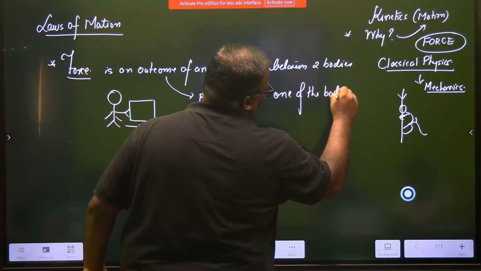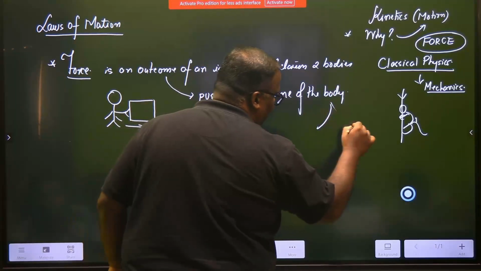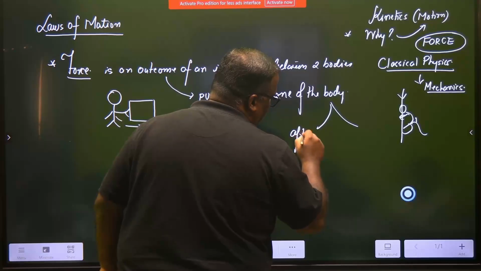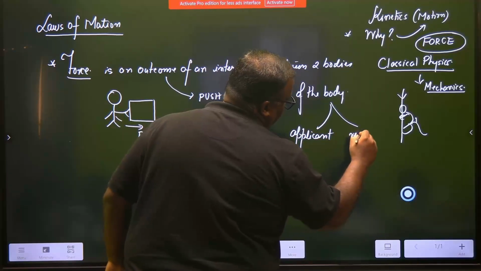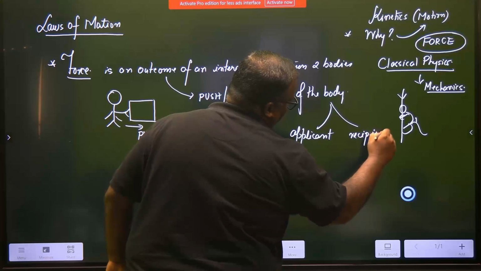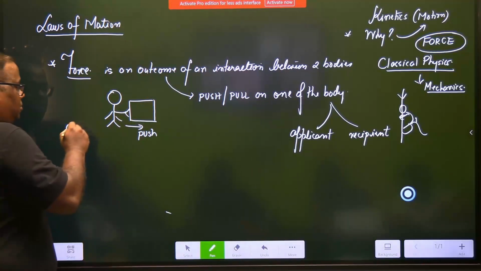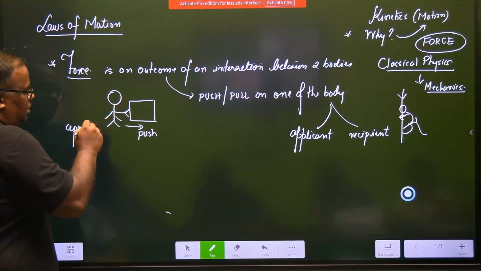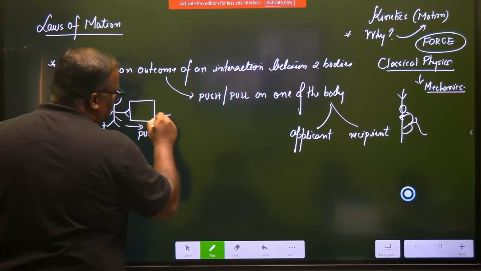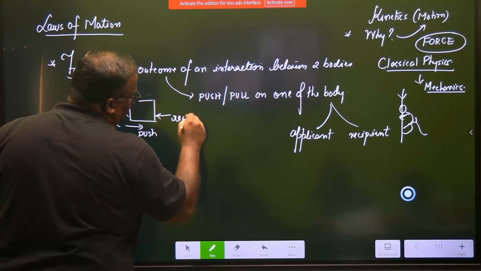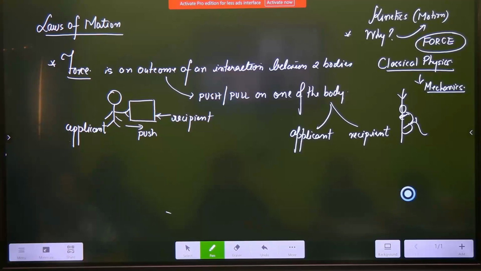On one of the body. These bodies can be further classified as the applicant of force, the one who is applying the force, and the recipient of force. Like here, the person is the applicant who is exerting the force, and the body is the recipient. So on whom will we see the effect? We will see the effect on the recipient.